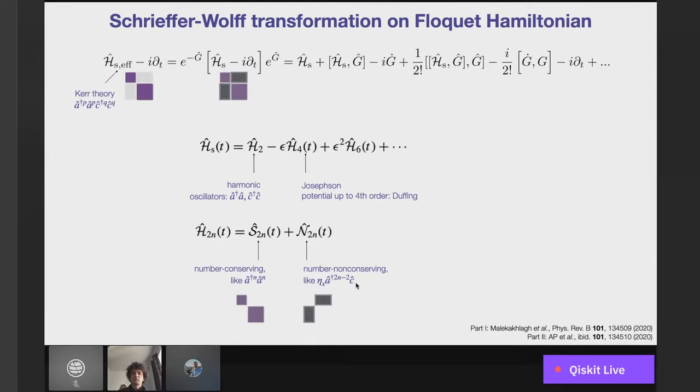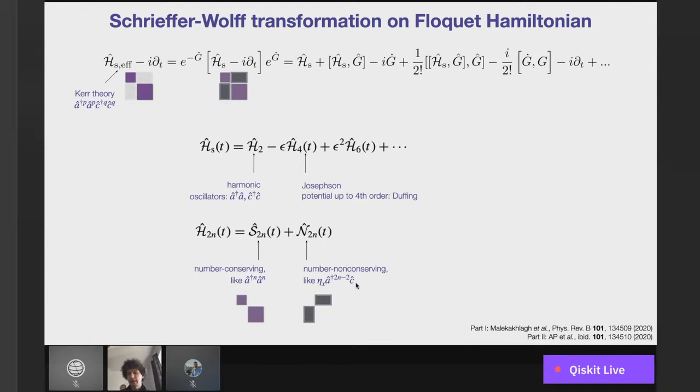And I think we have some questions I've missed here from the audience, from Anirudh. Do we choose the generators of the SWT, the Schrieffer-Wolf transform, in order to simplify the Fouquet expansion, or do we truncate the expansion using a small parameter argument like the Magnus expansion? I will go into more detail on what the small parameter is. It will come towards the end of the talk.